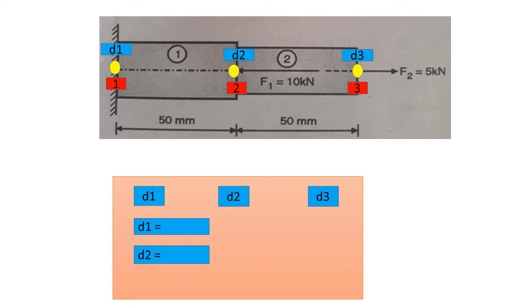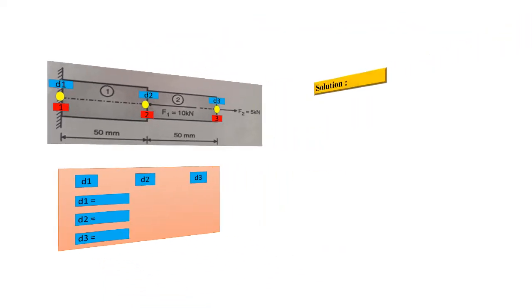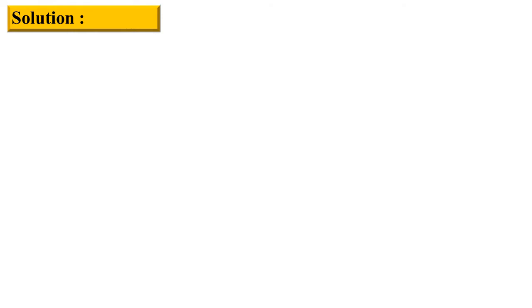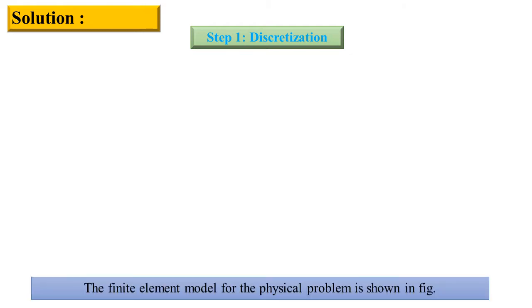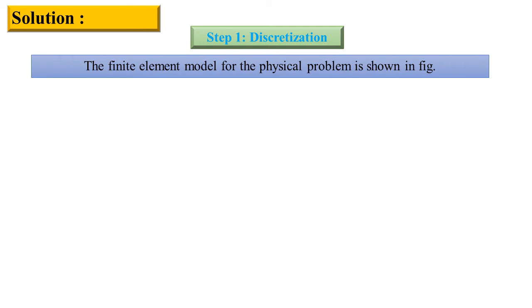Therefore, though we have to calculate D1, that D1 will be equal to 0, and we have to determine only D2 and D3. Now we will see how to calculate D2 and D3. In the solution, first step is discretization, or we can say that in the first step, we have to represent our finite element model for the physical problem as shown in figure.